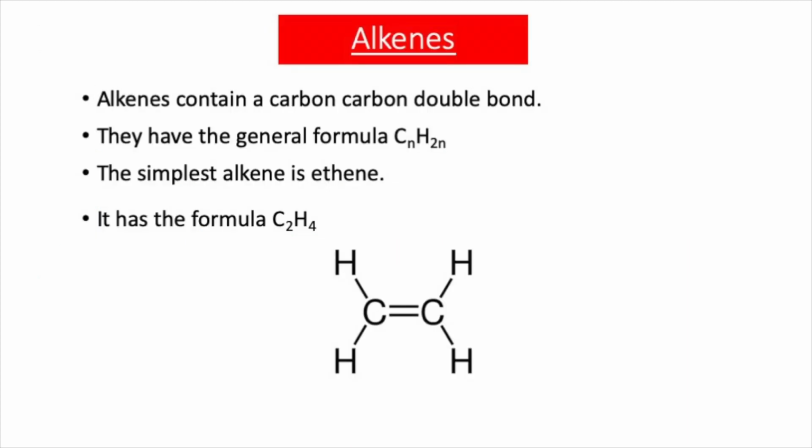In our previous video lessons on hydrocarbons, we've learnt that alkenes contain a carbon-carbon double bond, and they have the general formula CnH2n. This means that however many carbons you have, double the number of hydrogens. The simplest alkene is ethene, and its molecular formula is C2H4. This slide also shows its structural formula, and you can see clearly that it has a carbon-carbon double bond and 4 single covalent bonds to hydrogens.